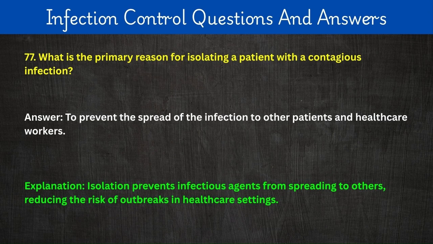77. What is the primary reason for isolating a patient with a contagious infection? Answer: to prevent the spread of the infection to other patients and healthcare workers. Explanation: isolation prevents infectious agents from spreading to others, reducing the risk of outbreaks in healthcare settings.